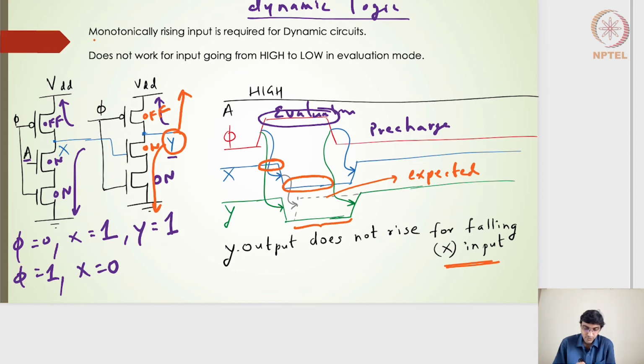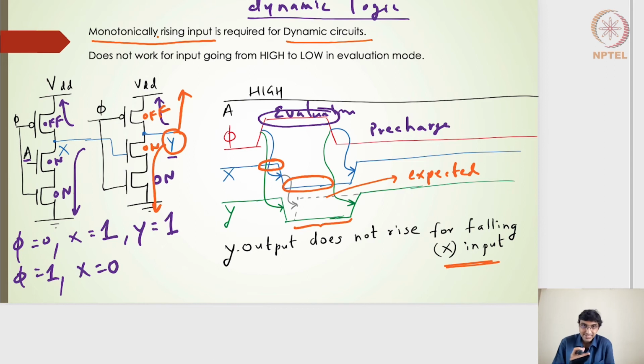So this is the real problem for dynamic logic or dynamic circuits. What I've said here is that a monotonically rising input is required. The dynamic circuit works only for the monotonically rising input. If X had been the opposite case, low and then going high, then Y would have worked very well, because coming down to 0 just depends on this particular X input. And phi is anyway 1, so it can easily come down, right?